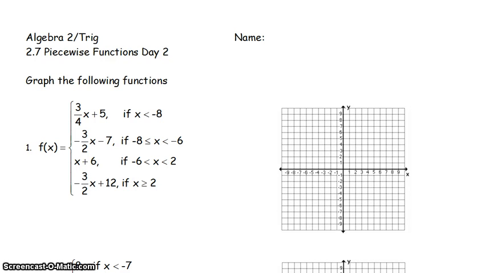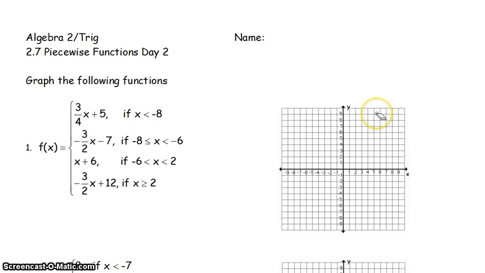Today's video is going to be our second day we're going to spend on 2.7 on piecewise functions. So we're going to start by graphing a piecewise function. We've got 4 pieces to this piecewise, and the way we talked about in the last video was we're going to start with the y-intercept of 5, and we've got 3/4, so we're going up 3, right 4. You can also go down 3, left 4. And we actually graphed the whole equation and then we looked at our bounds.